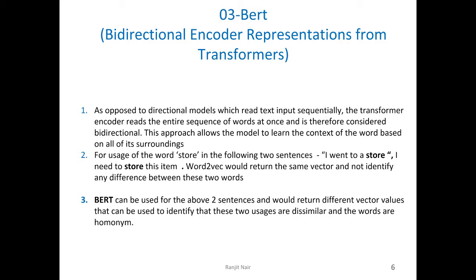As an example of a homonym, two sentences: I went to a store, and the second sentence is I need to store this item. In both these sentences, we see the usage of store. They mean two different things. Word2vec would have returned the same vector for the word store, but BERT would provide two different vectors for this, which can therefore be used to identify if these are homonyms.